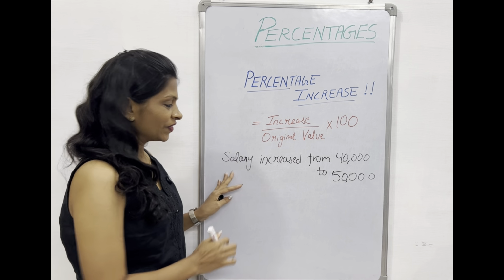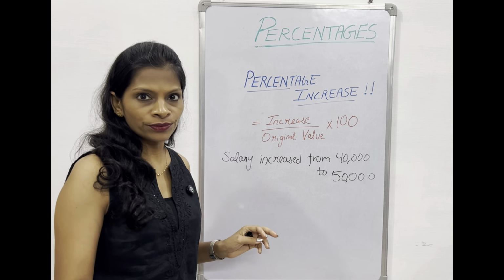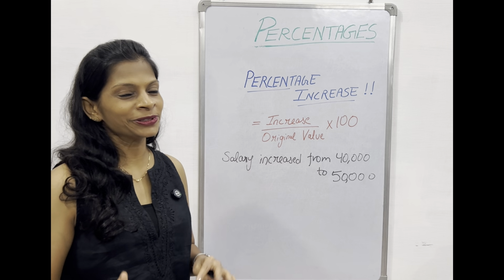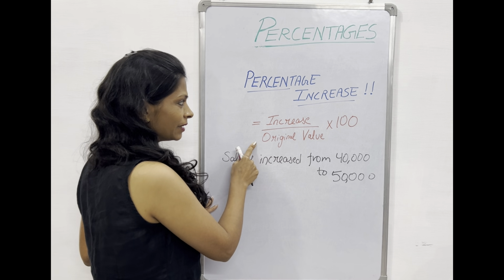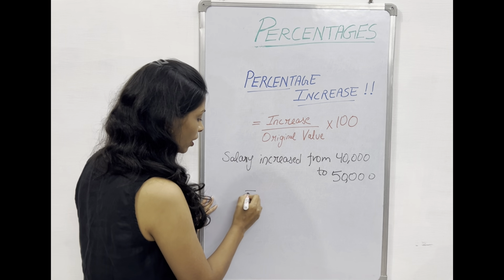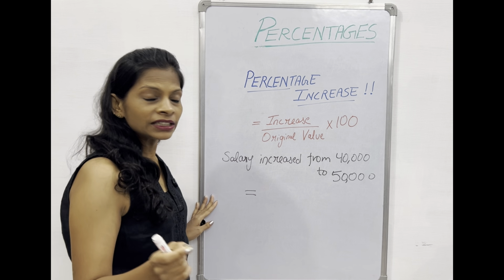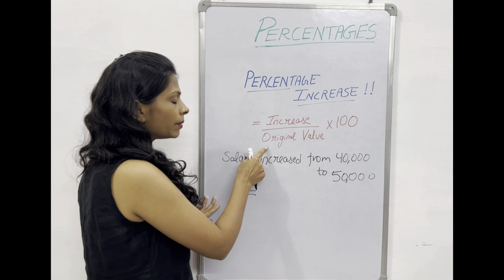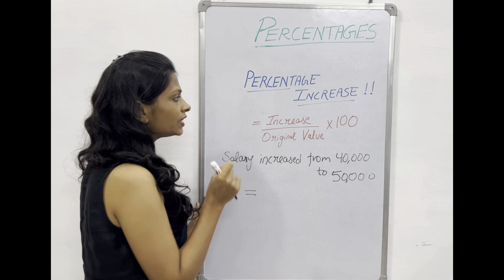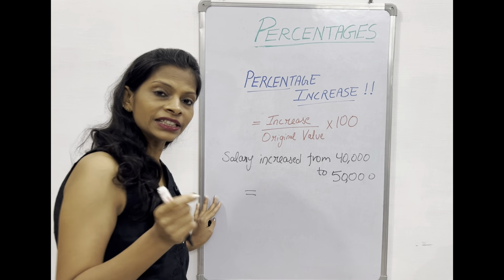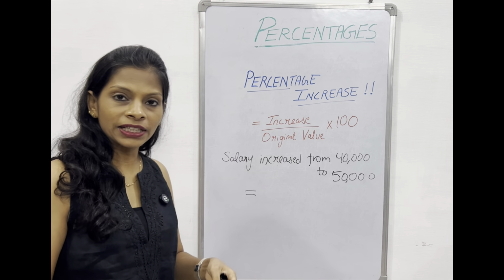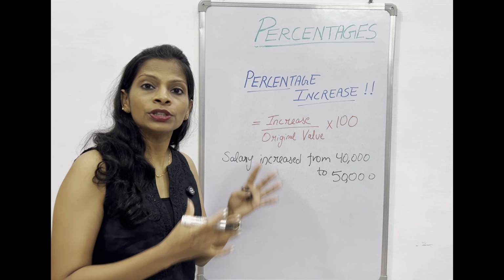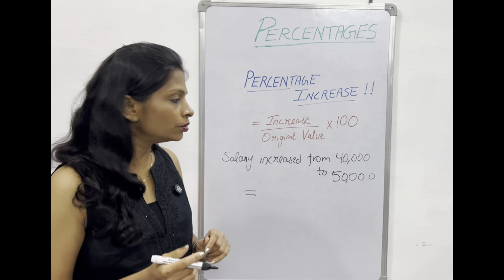Next example, salary increased from 40,000 to 50,000. Now this can be dollars, rupees, or whatever your country currency is. So the formula remains the same, increase upon original value. Remember and don't make the mistake of dividing it by the new value. You always find the percentage increase, even decrease, comparing it with the original value, because the percentage increase we are calculating is compared to the original value and not to the new value.